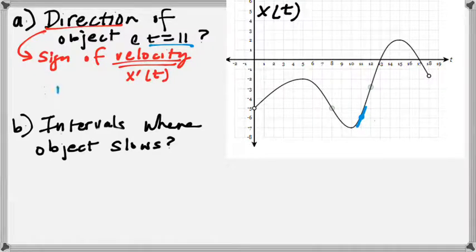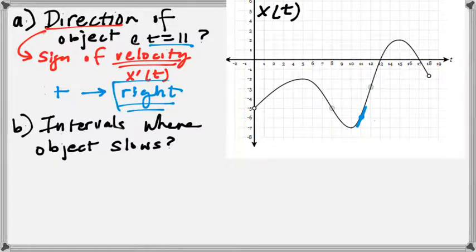So my sign of velocity here is going to be positive, and because I have a positive velocity sign, my object is moving to the right. Sometimes it might be moving up or forward. It depends on the context of the problem, but we're dealing with left-right motion here. It just doesn't say so on the screen.